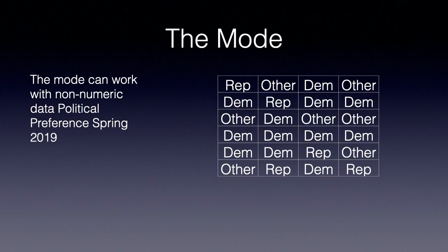If you have 2 or 3 that occur the same amount of time, then we have more than one mode, and the mode is also used with categorical data or qualitative data as well. So in this case, we have some non-numeric data based on political preferences. And here, if you were to go through and count up the number of Republicans, Democrats, and others, you will find out that Democrat occurs most frequently.